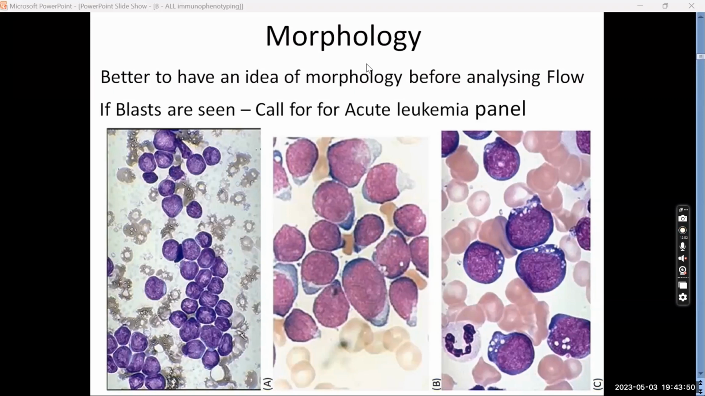This is the slide which I want to say. Whenever you proceed for flow, always have a look at the morphology. Morphology will give you an idea of what you're going to see, and it will give you a clarity of things. So similarly, for CSF, just try to have a look at the morphology. Are really blasts there in the CSF sample? Just try to have a look. That is the third point.